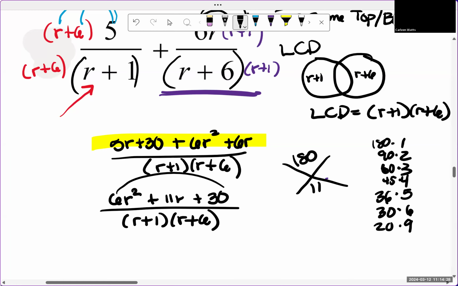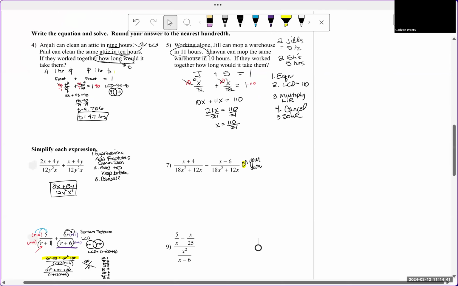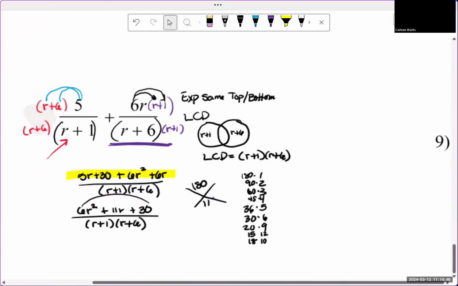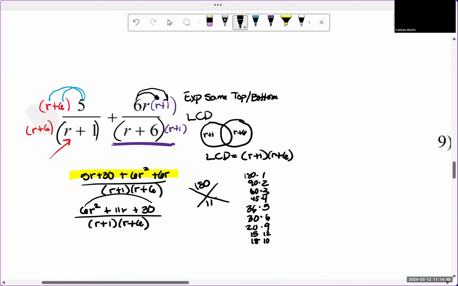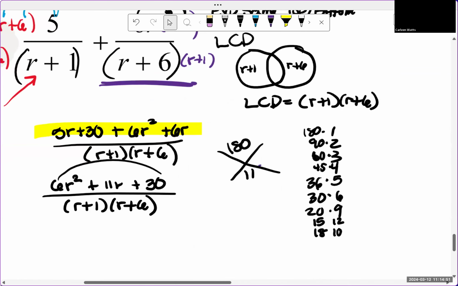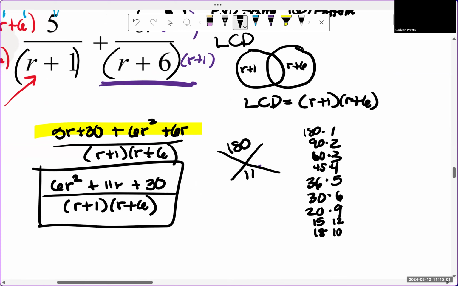So 9, 12, times 15. 10 times 18. What happened? Oh. 9, 10, 11, 12, 13, 14. No, we're done. Okay. Notice that was excruciatingly painful, but I checked all of the factors of 180 and this is done.